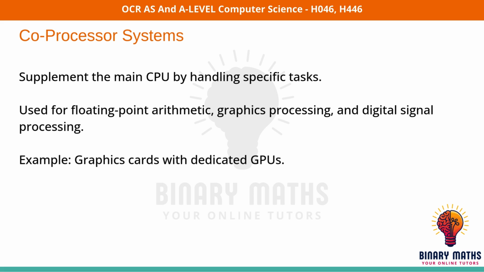A coprocessor is an additional processor that supplements the main CPU by handling specific tasks. Coprocessors are used for floating point arithmetic, graphics processing, and digital signal processing. Graphics cards with dedicated GPUs are a common example of coprocessor systems.